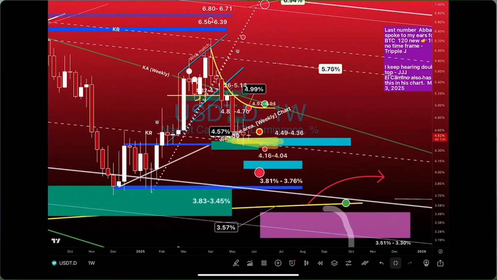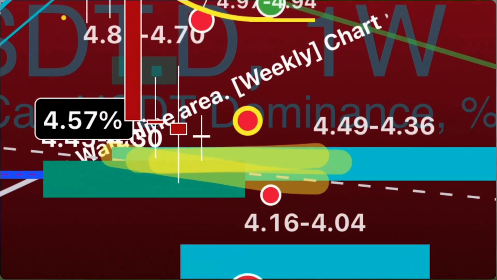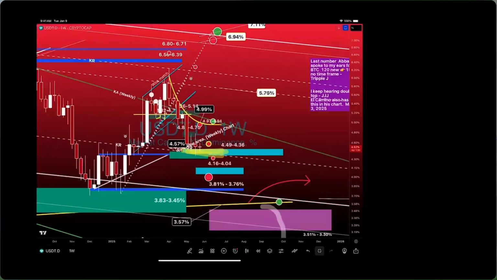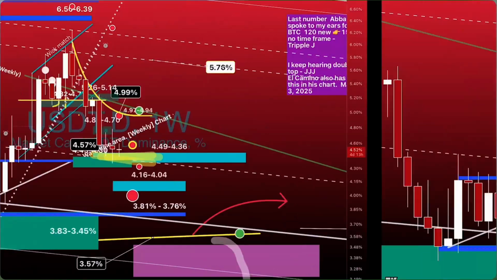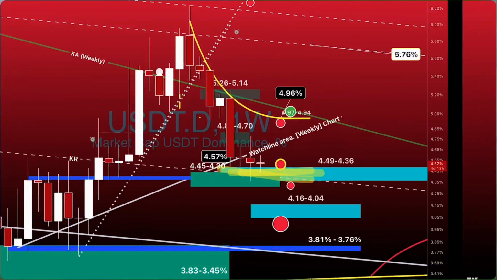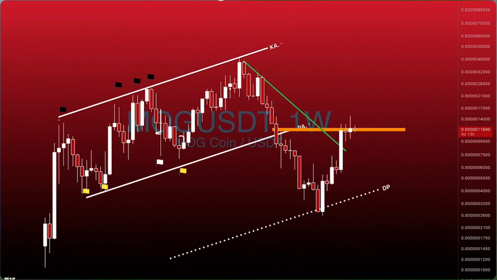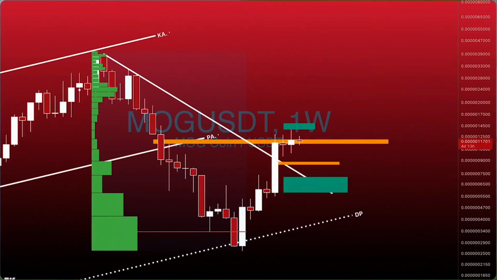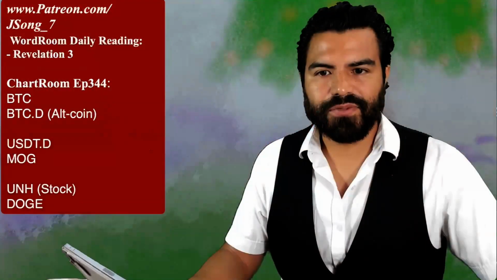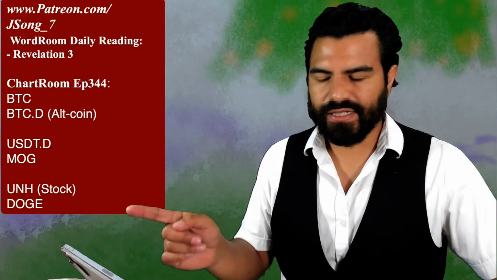Then the next crypto we did, we looked at USDT.D, no new news, we're still in delay territory. And nothing new there. And then this started where we recorded. Now the last cryptos we're going to look at, the next one's a stock. So we're going to look at the stock.